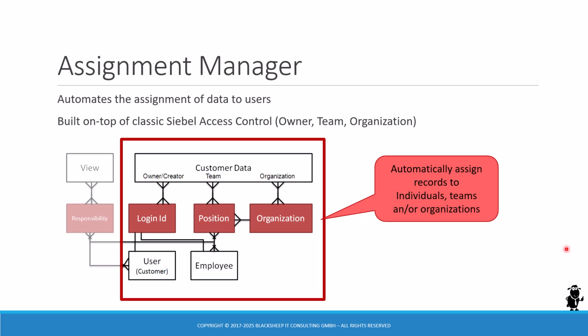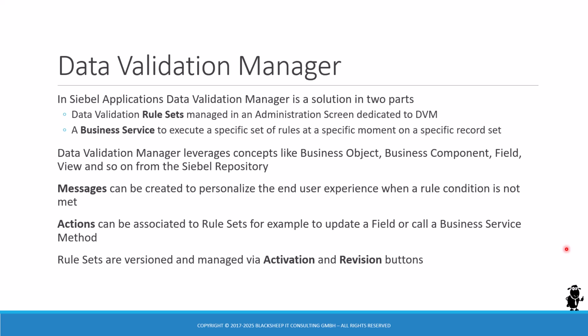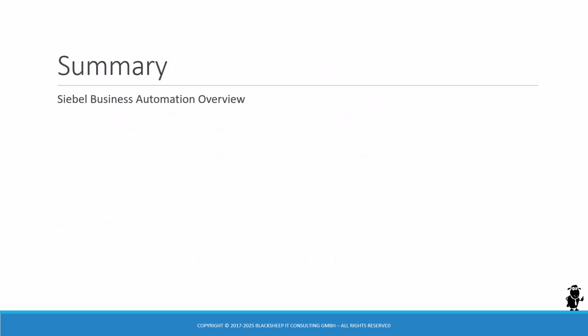And then we have the beast that is Assignment Manager. Assignment Manager automates the assignment of data to users based on their login ID, their position, their organization, so you can automatically control the visibility of thousands or millions of records. And Data Validation Manager or Data Validation Rules that can be invoked through Data Validation Manager is also a great tool to have and adds to your portfolio as a Siebel Business Administrator.